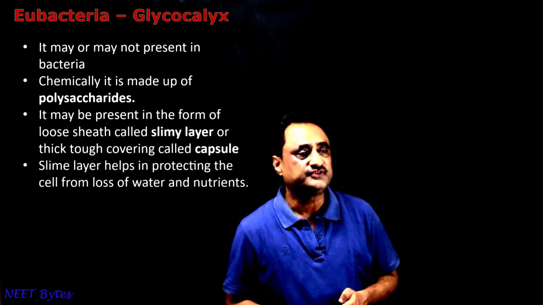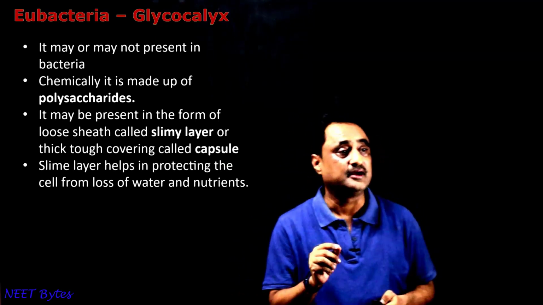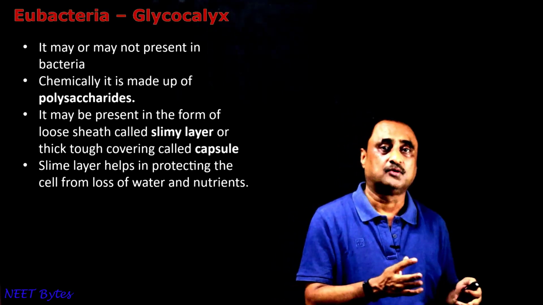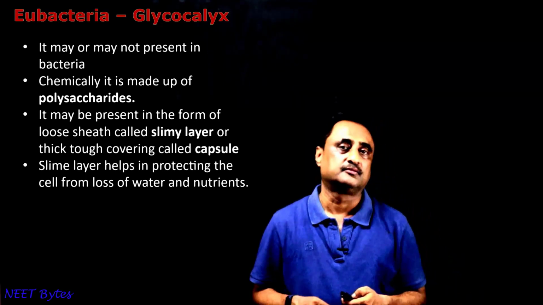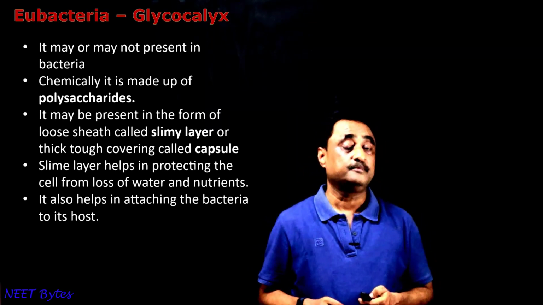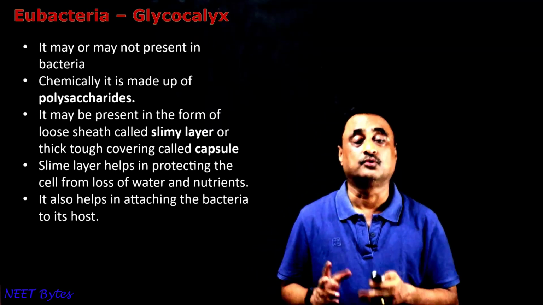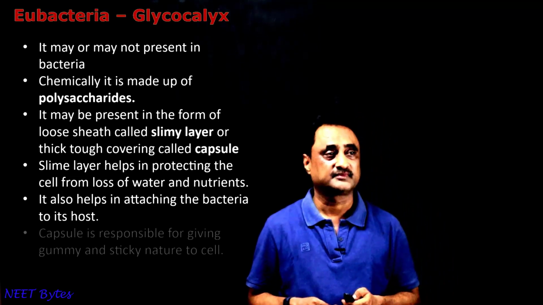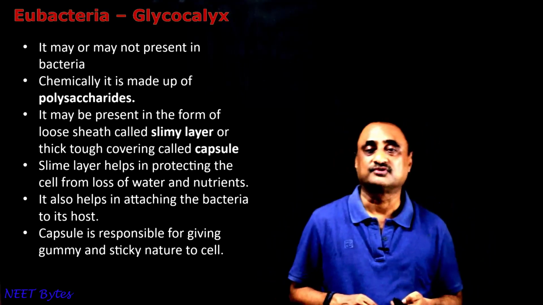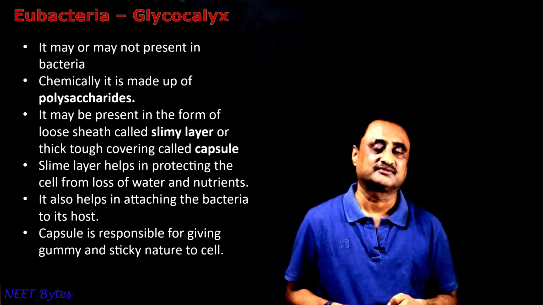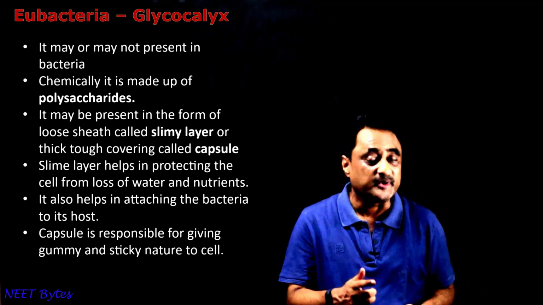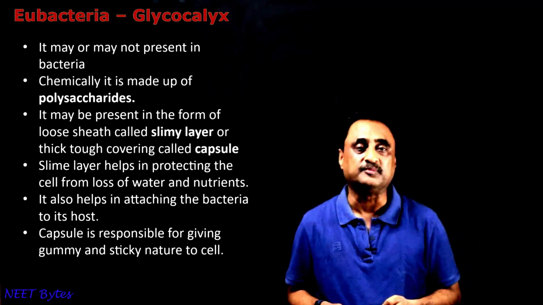Okay. So you see, the slime layer basically helps in protecting the cell from the loss of water, right? At the time of desiccation, the bacteria take water from the slime. But at the same time, it also helps in attaching the bacteria to the host. That is equally important, right? Now, the capsule is responsible for giving a gummy and sticky nature to the cell. So these are the features of the glycocalyx. The key points: number one, it may or may not be present. Number two, chemically it is made up of polysaccharides. These are two things you need to keep in mind.